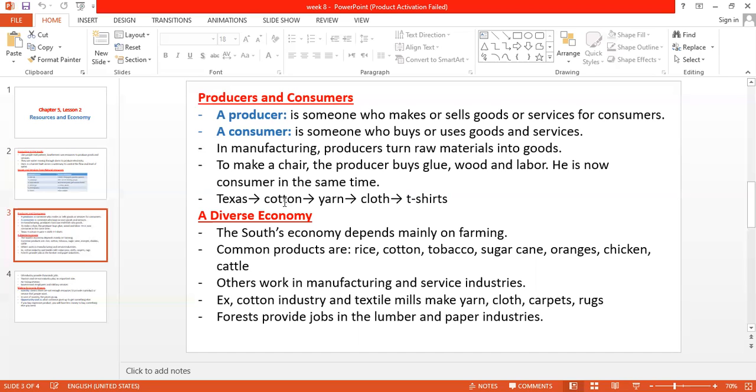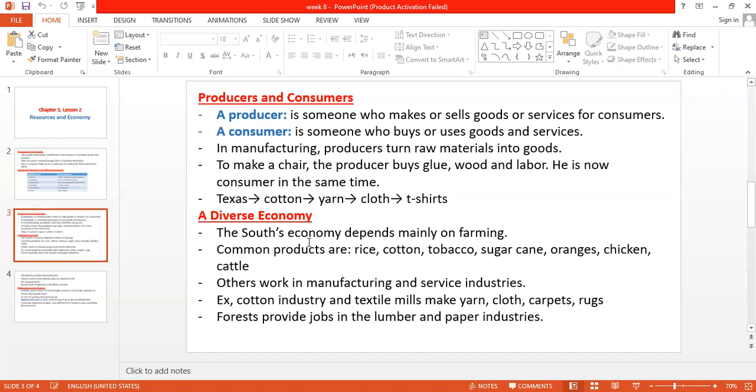Okay. Let's move to the next title, a diverse economy. What's the meaning of diverse economy? Now you know, guys, that the South economy depends mainly on farming. I told you that the South has rich soil and they planted all the lands in the South. And the most famous fruits and vegetables they plant are rice, cotton, tobacco, sugar cane, oranges, and they raise chicken and cattle.